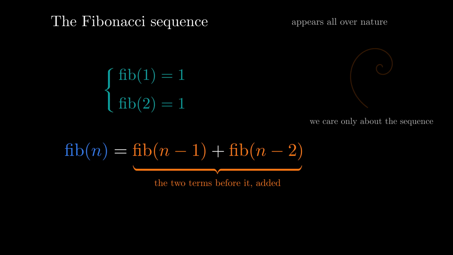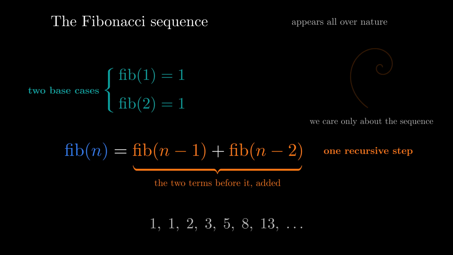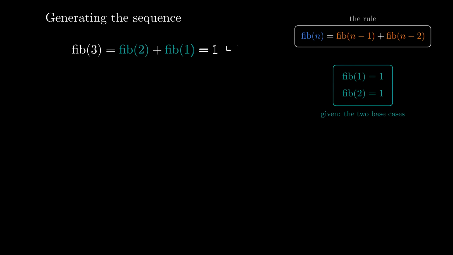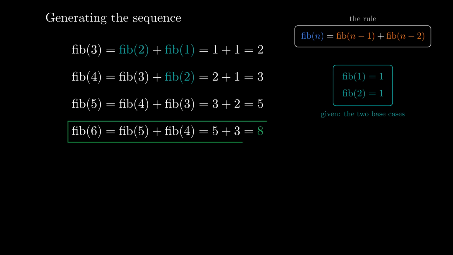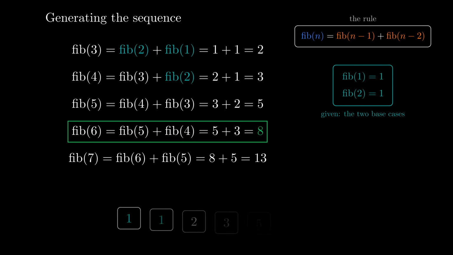In mathematical terms, that gives us exactly two base cases and one recursive step, and that structure is all we need to define the entire sequence. Watch the rule generate the sequence. Fibonacci of 3 is Fibonacci of 2 plus Fibonacci of 1. 1 plus 1, which is 2. Fibonacci of 4 is 2 plus 1, which is 3. Fibonacci of 5 is 3 plus 2, which is 5. Fibonacci of 6 is 5 plus 3, which is 8. And the Fibonacci of 7 is 8 plus 5, which is 13.